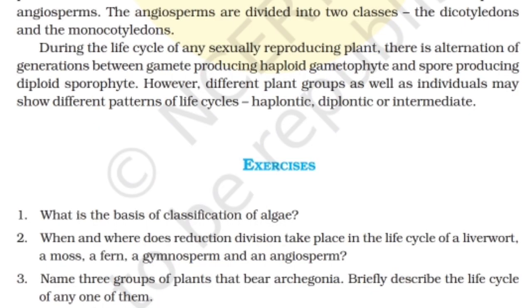The angiosperms are divided into two classes, dicotyledons and monocotyledons. During the life cycle of any sexually reproducing plant, there is alternation of generations between the gamete-producing haploid gametophyte and the spore-producing diploid sporophyte. However, different plant groups as well as individuals may show different patterns of life cycle: haplontic, diplontic and intermediate.